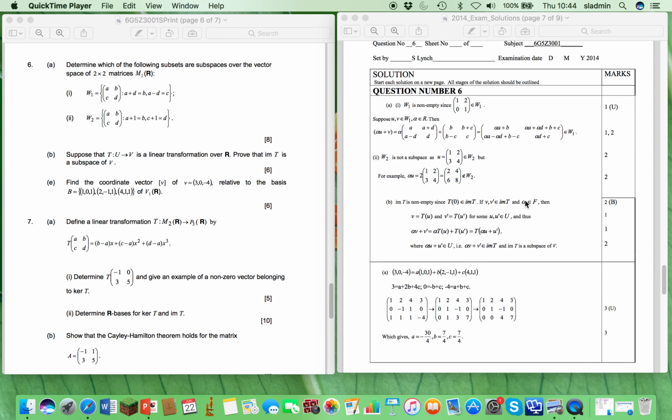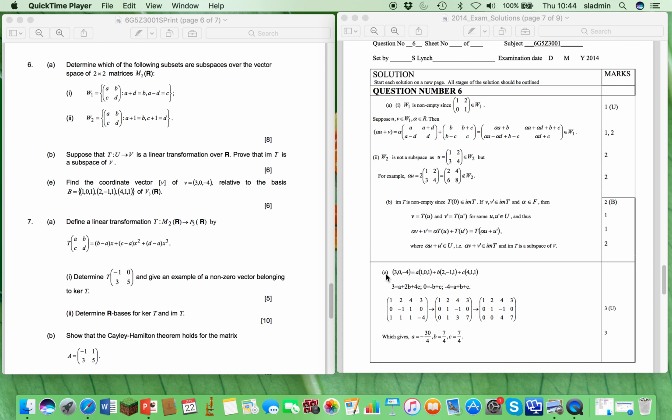Part B is bookwork, so we want to show that the image of T is a subspace of V. I'm not going to go through this. All of this is bookwork, so you can just revise this for the examination.